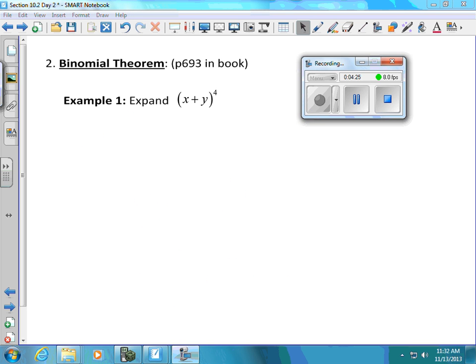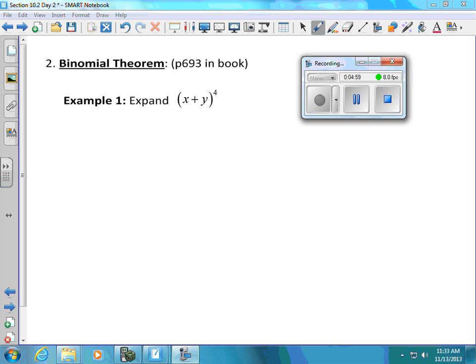So we're going to use Pascal's triangle to actually expand a polynomial. This goes with the binomial theorem. I'm not even going to go over the binomial theorem. It's something that goes along with Pascal's triangle. I think Pascal's triangle is a little easier to understand. But on page 693 in your book, it does have the binomial theorem if you would like to read that and try it that way as well. Very similar to what we're going to be doing here. Expanding a binomial of some sort.